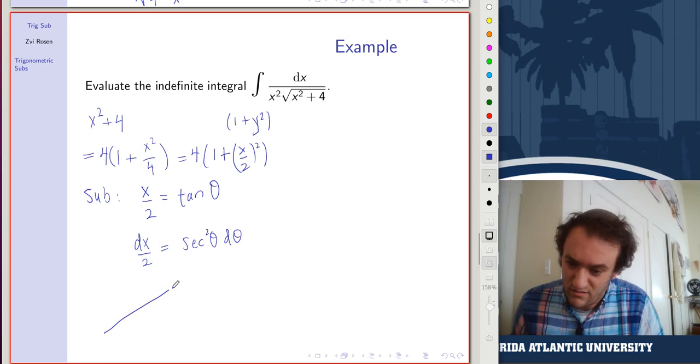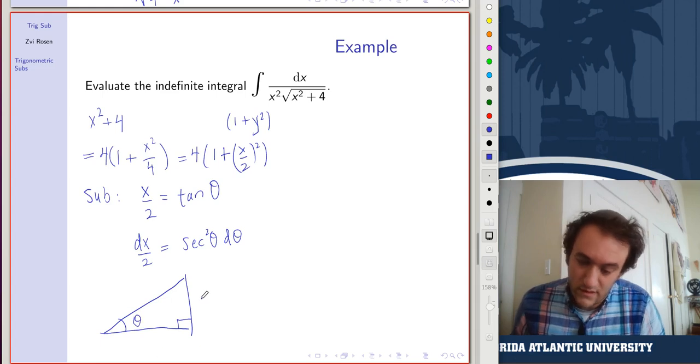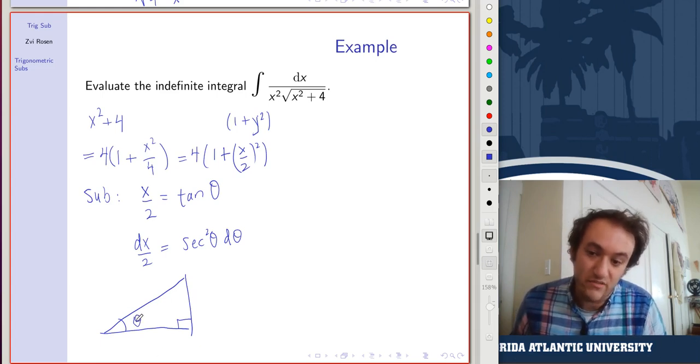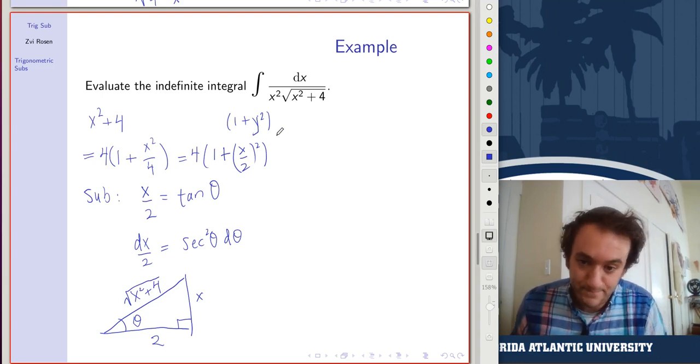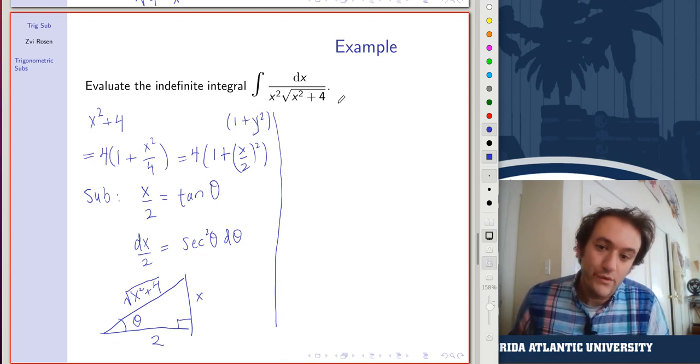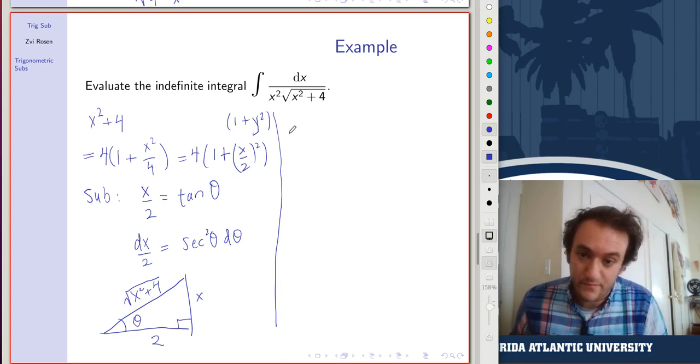And the right triangle is going to be given by, well, tangent of theta means opposite over adjacent. So that's x over 2. And then this side is going to be square root of x squared plus 4. The hypotenuse is going to be square root of x squared plus 4. Okay. So now let's do the substitution.